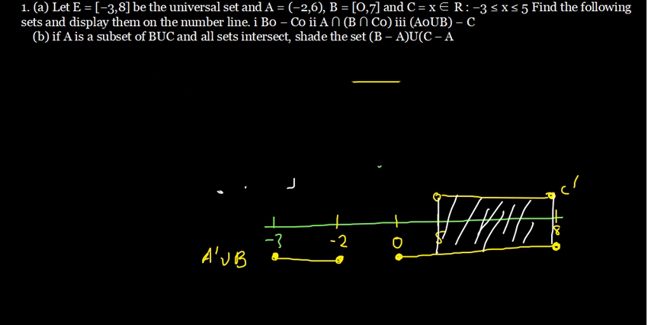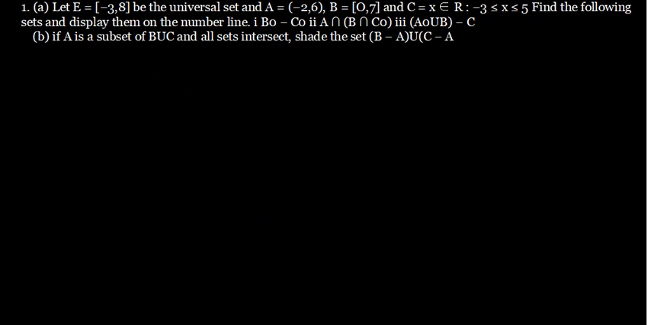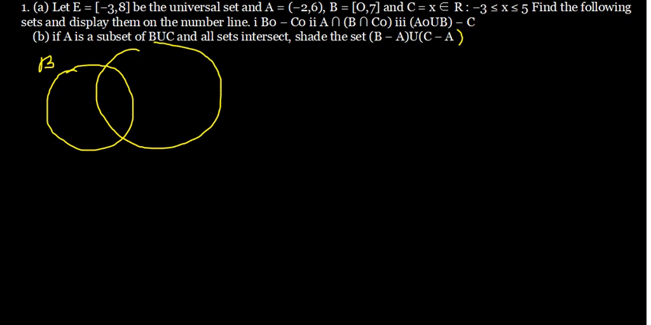Alright, we go to part B. If A is a subset of B union C, and all sets intersect, shade B minus C union C minus A. Now we've been told that A is a subset of B union C, meaning that if you have got this is B, and then you have got this is C, A is going to be a subset of the union of these two sets. So if you combine these two sets, A is going to be a subset. What does that mean?